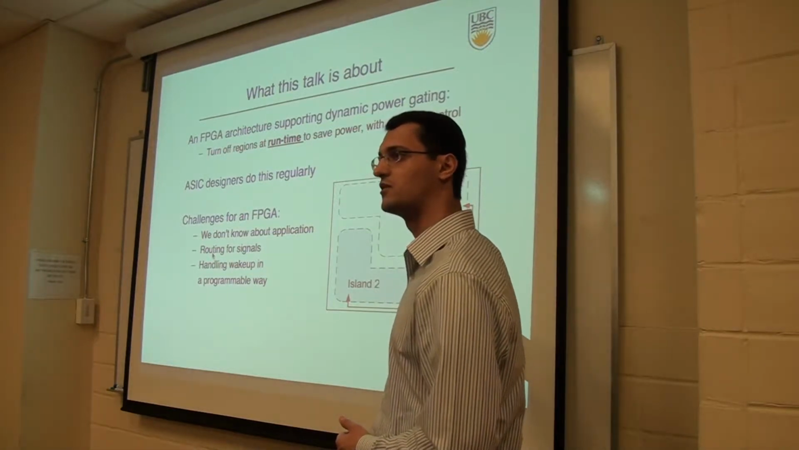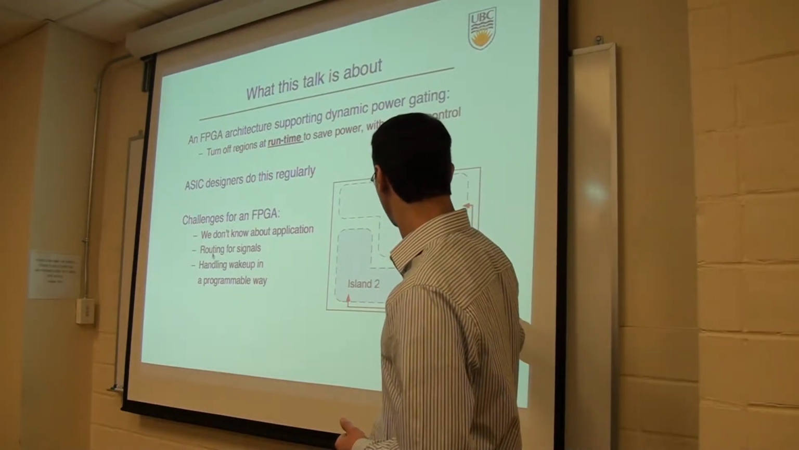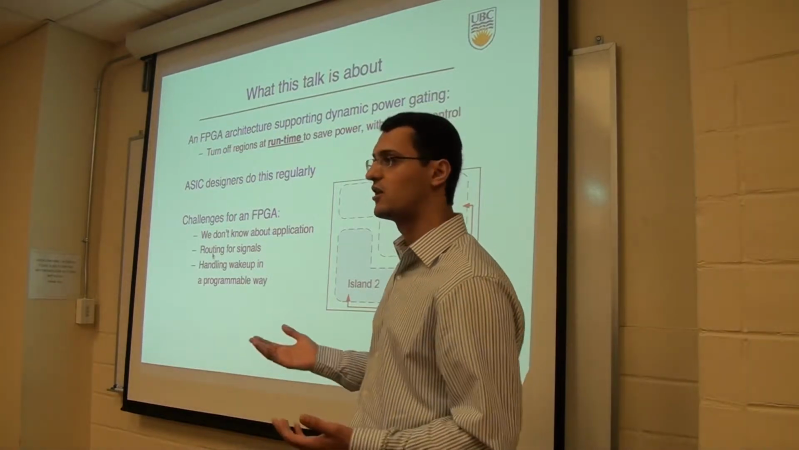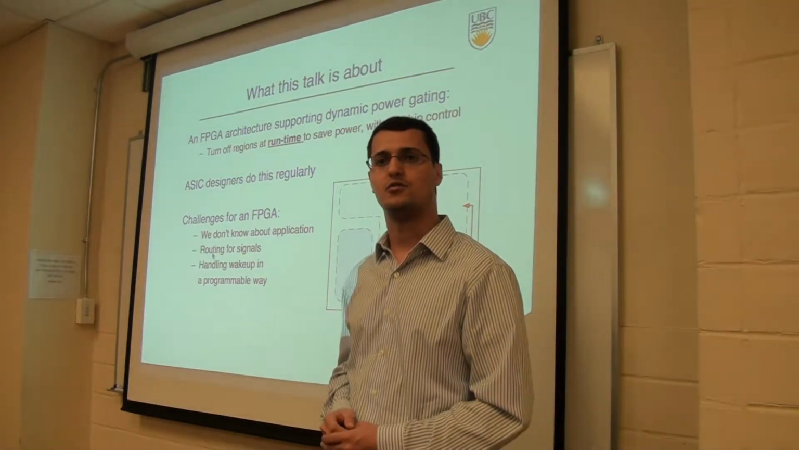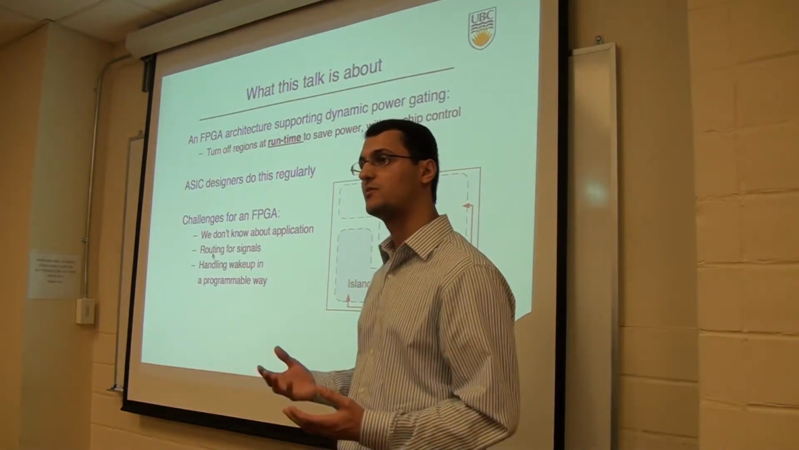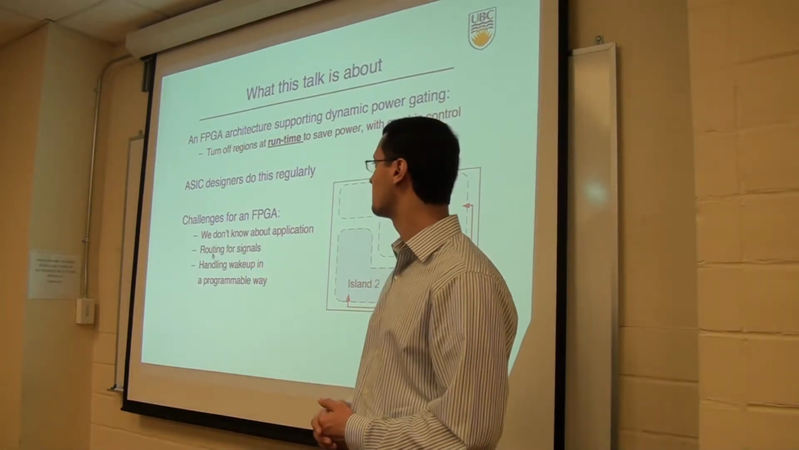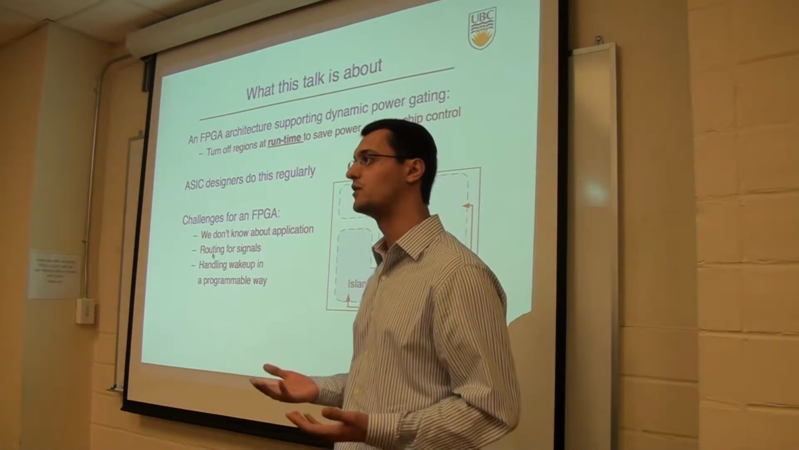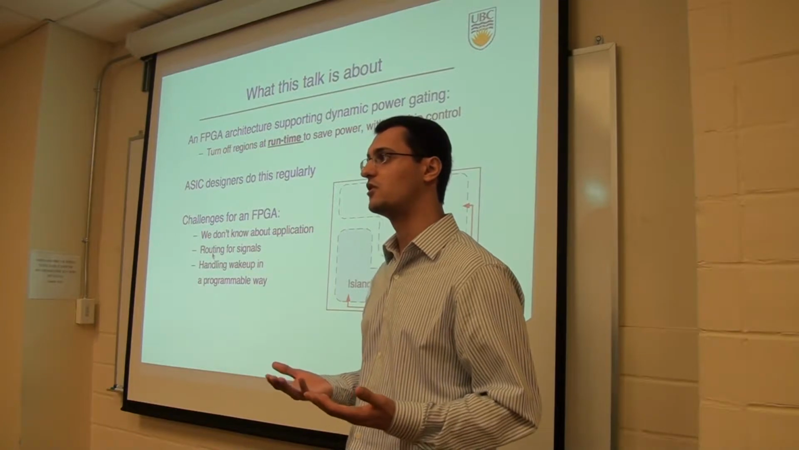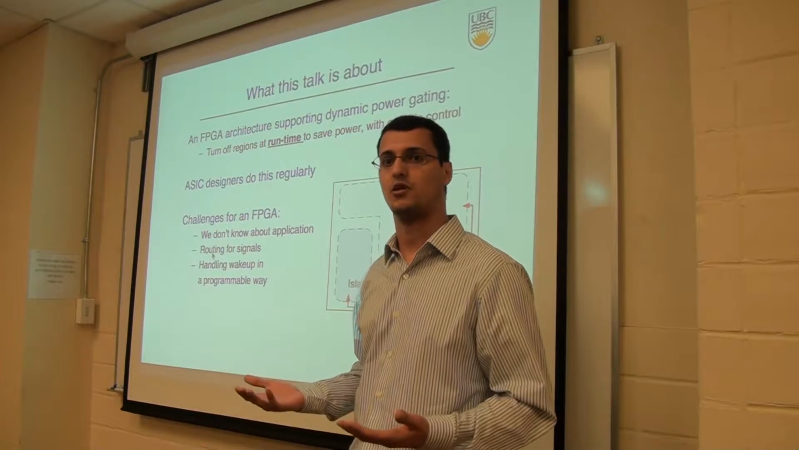This control could be synthesized on the on-chip resources of the FPGA, and the control signals that come from this controller are routed using the FPGA resources. ASIC designers do this regularly in their designs to reduce the power consumption of their chips. In FPGAs, however, there are some challenges that ASIC designers do not face. We don't know about the application when we design the architecture for the FPGA. Also, how do we route the signals using the routing resources if some of these routing resources could go into an idle state and be turned off?